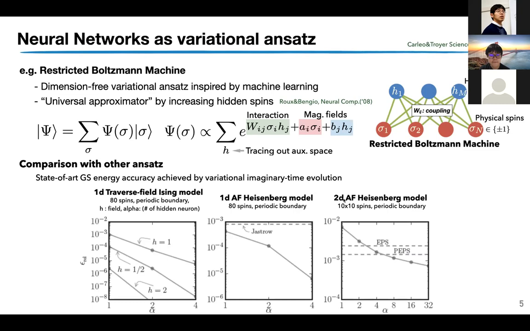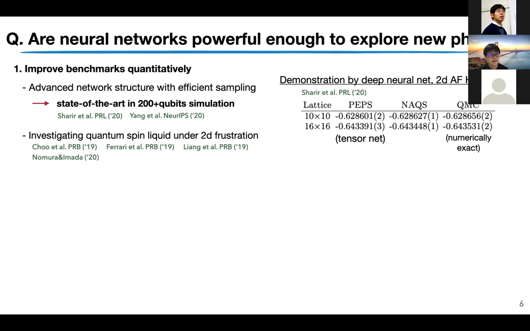In particular, for two-dimensional systems, they considered a 10 by 10 square lattice antiferromagnetic Heisenberg model. They found that the accuracy obtained by this kind of variational simulation exceeds the state-of-the-art record at that time. Although the state-of-the-art tensor network simulations were done with periodic boundary conditions, which is not the best for tensor networks, this is still a very promising result, so that condensed matter physicists are now considering whether neural networks are a good thing to explore new physics. There are three directions for doing that. The first one is to improve these kinds of benchmark systems quantitatively, for example by considering advanced network structures.